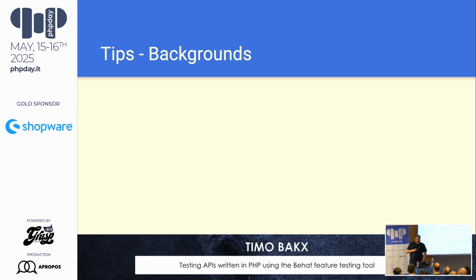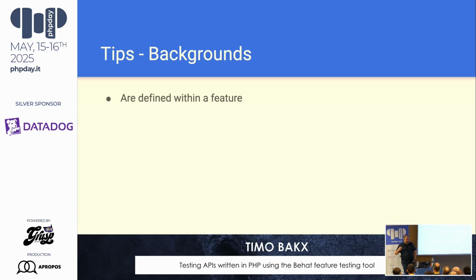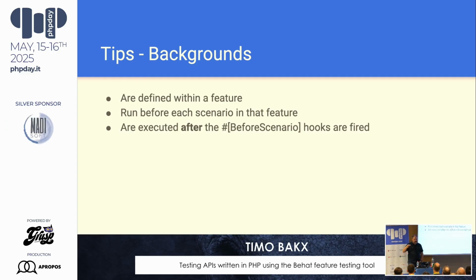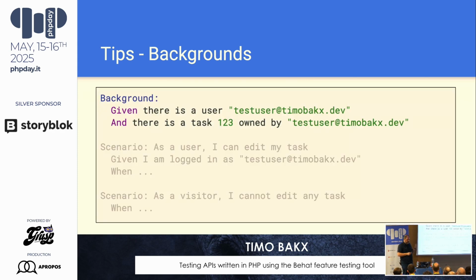What we also use are backgrounds. A background is a sort of scenario within your feature file, but it's run before each scenario within that feature. But it's executed after the before scenario hooks are fired. You can use this if you have the same setup in multiple scenarios. So for example, I have a feature where I need a user and a task that's owned by that user. I can give it a background, and then I don't have to write that out in each and every scenario within that same feature.